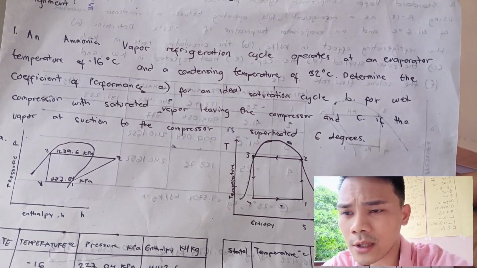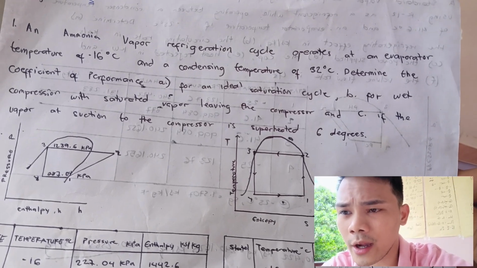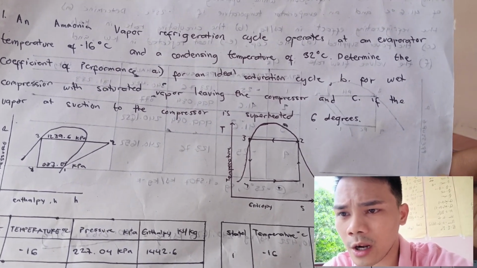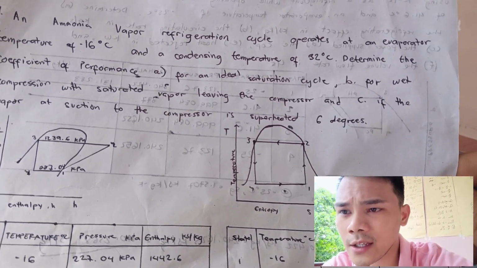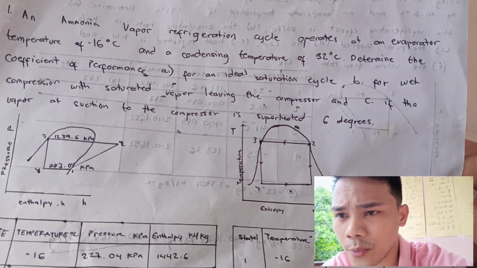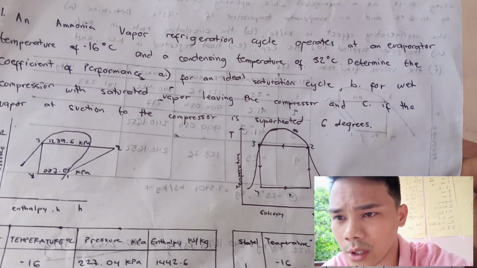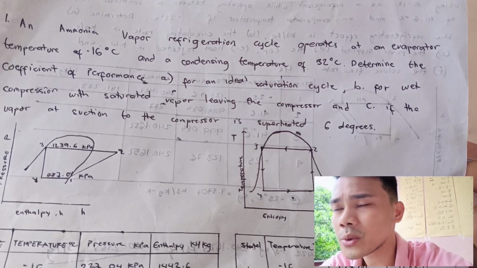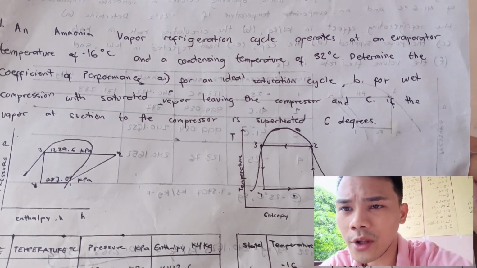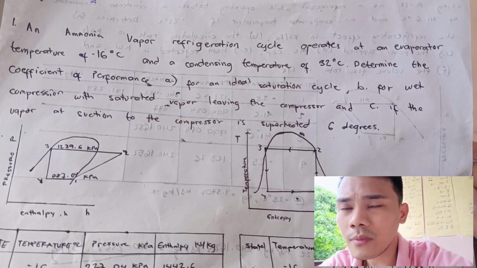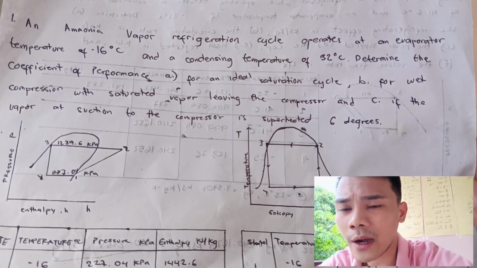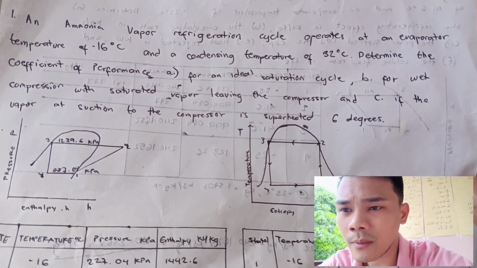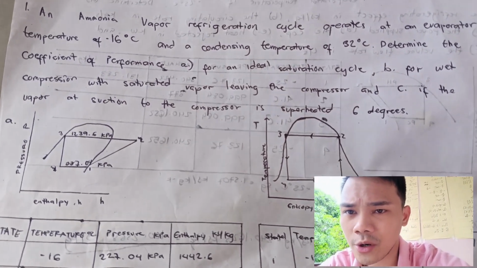So first, what we do is draw our diagram. We have the pH and TS diagram, the pressure-enthalpy diagram. So where do we get the 123.96 kilopascal and 227.04 kilopascal? We have the table for ammonia, where given the temperature, we look it up in the ammonia table, and then we get the pressure.